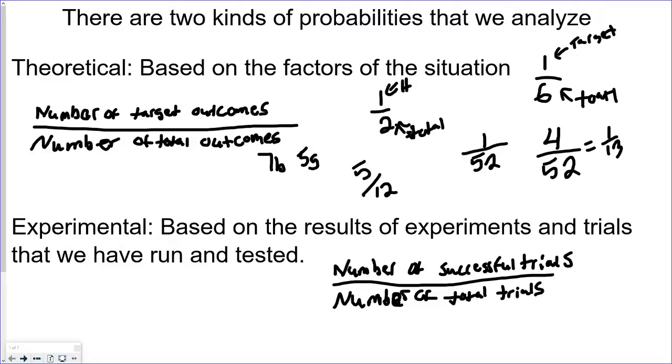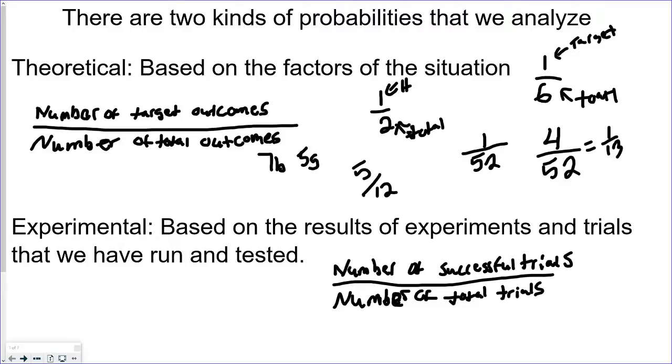So experimental is used for when you don't know what the factors are. I wouldn't use experimental for rolling a die because I know what the factors of a die are. A die is a 6-sided object. Each side has an equal chance of happening, so it's a 1 out of 6. I don't need to actually run the experiment. I just know off the top of my head what the probability is.